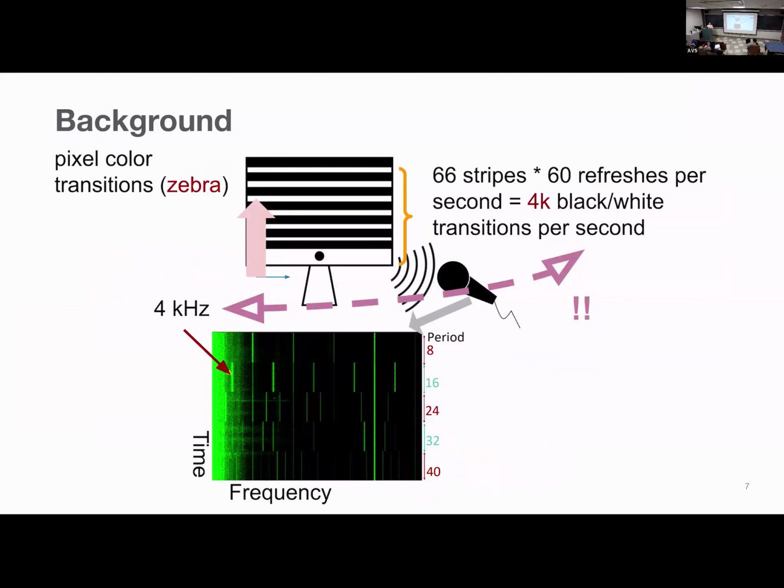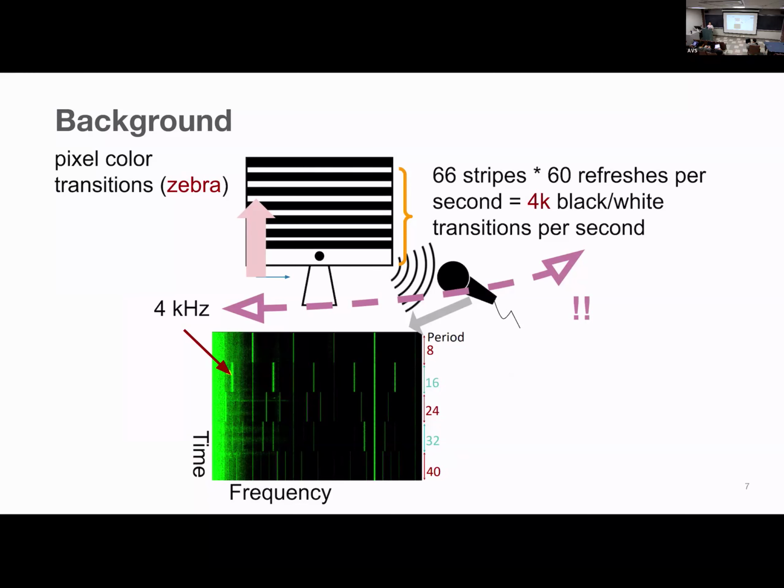In order to figure out the leakage of the video content onto the audio signals, they draw a zebra. And what is a zebra? It's just white and black stripes on the screen, as shown in the figure. They also visualize the signals using a spectrogram, where we can see the frequencies over time. We can see there is a predominant frequency at 4 kilohertz. So where is this 4 kilohertz coming from?